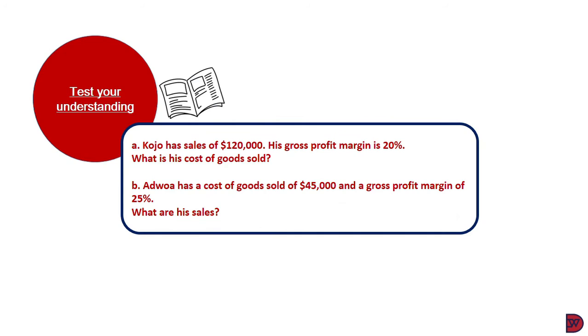When we test our understanding, Kojo has sales of $120,000. His gross profit margin is 20%. So what is the cost of goods sold going to be? Ajua, on the other hand, has cost of goods sold of $45,000 and a gross profit margin of 25%. The second example has given cost of goods sold and given margin, not markup. So what is the sales going to be?